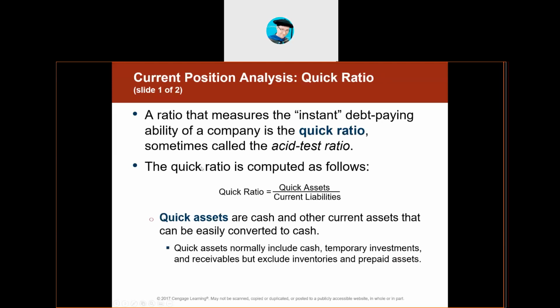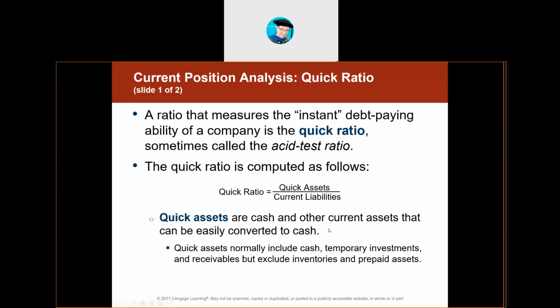There's also what's known as a quick ratio. This is a very quick way to determine the company's ability to repay debt. This is also called the acid test ratio. Again, the word quick is the idea here. We take our quick assets divided by current liabilities. Quick assets, that is cash and cash equivalents. So it's cash and other current assets that will be quickly converted into cash.